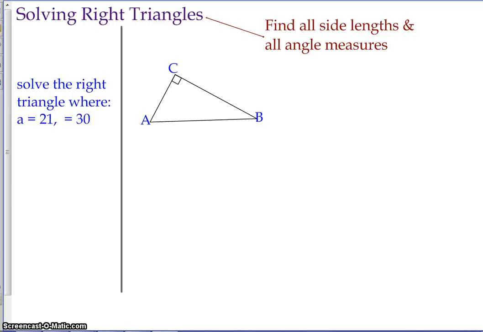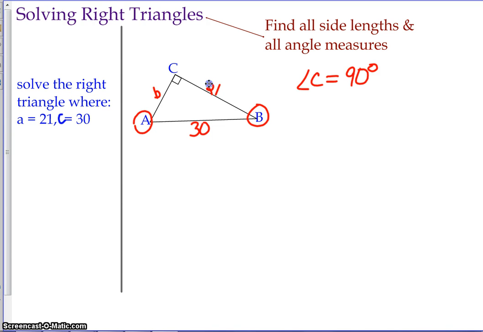So what do we know? We know that side A is 21. I have a typo there. I'm going to call it side C is 30. Excuse my typo. So I'm going to say this is 30. I need to find all the angles and all the sides. So I still need side B, I need angle A, I need angle B. Now, I already know angle C is 90 degrees, so that's kind of partway there.